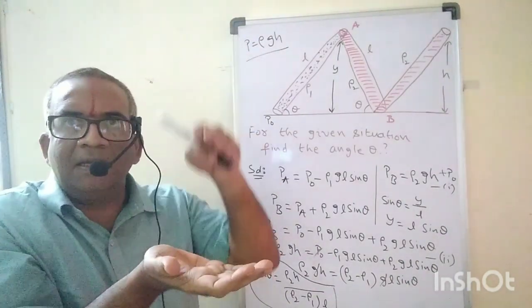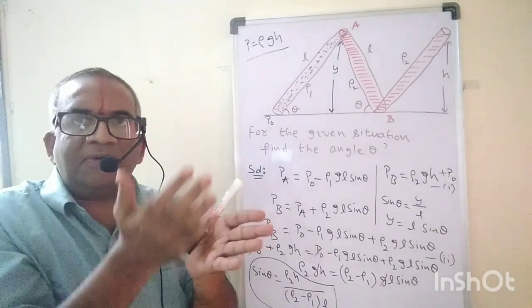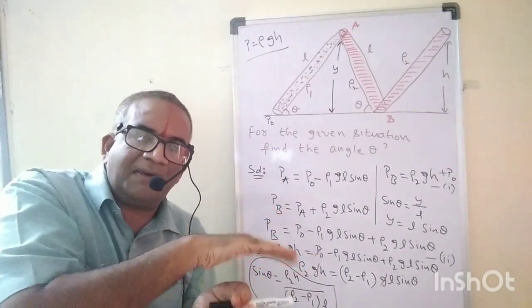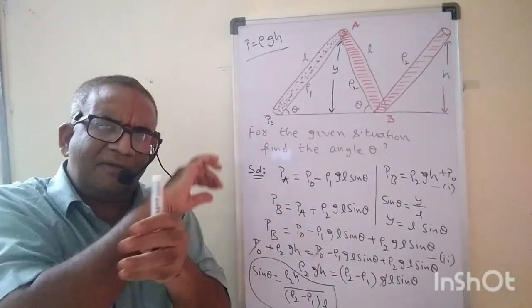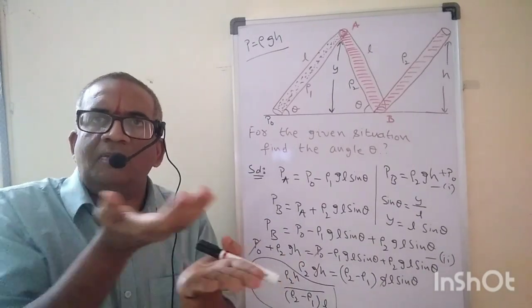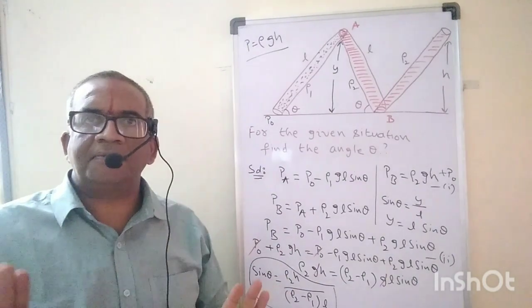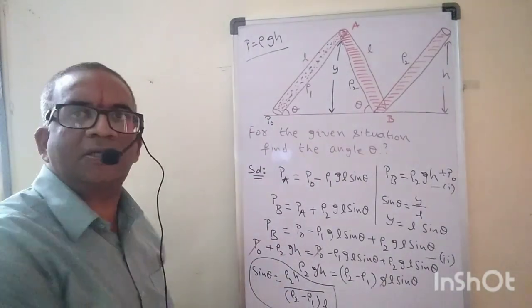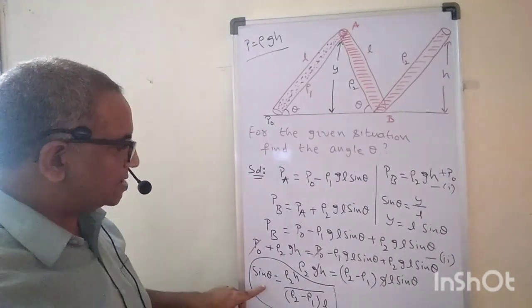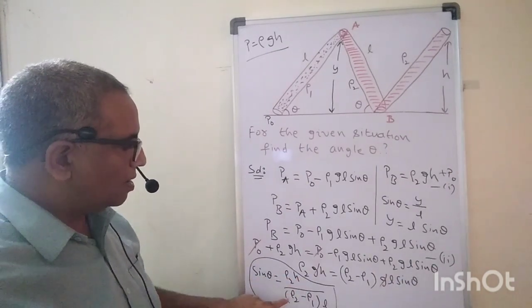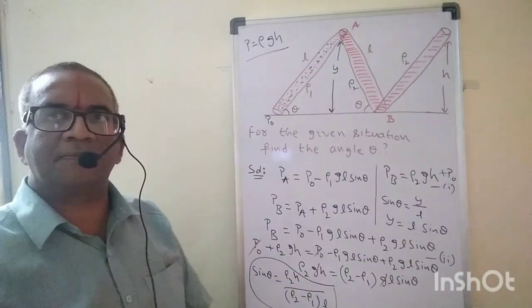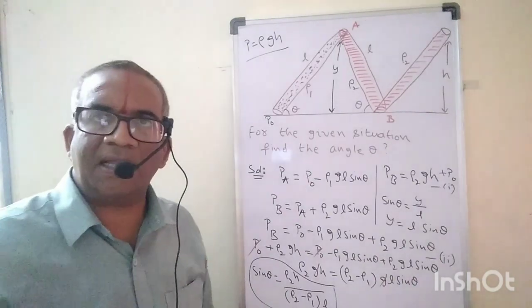We should always measure the height. Whether it is slanting or curved or anything, it doesn't make any sense. We should always see only the height from the reference line. I think you understood this. So here, sine theta equals rho 2 h by (rho 2 minus rho 1) into L. Let us look at another problem.